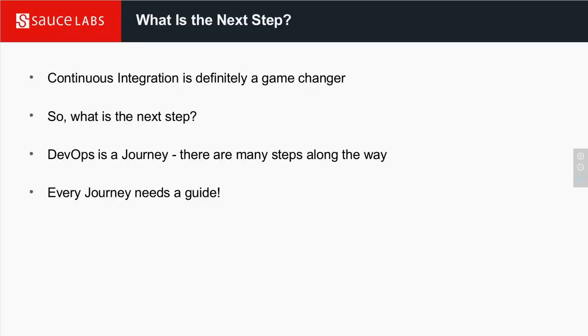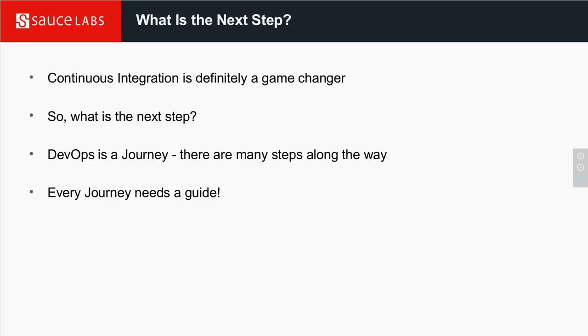So I think it's interesting. What is the next step? To even ask the question is interesting because I don't think there's just one. DevOps is definitely a journey. There are many steps along the way. So it's not like we've got our functional testing automated, let's move on to continuous delivery. There are many ways to move forward, and I think it's all about being pragmatic.